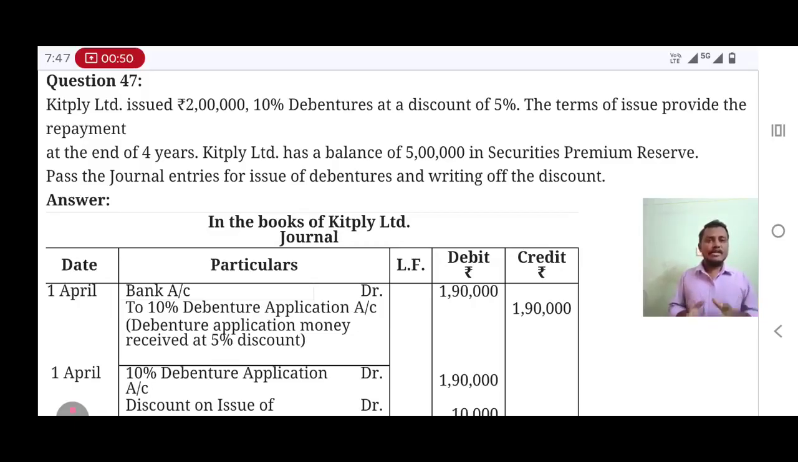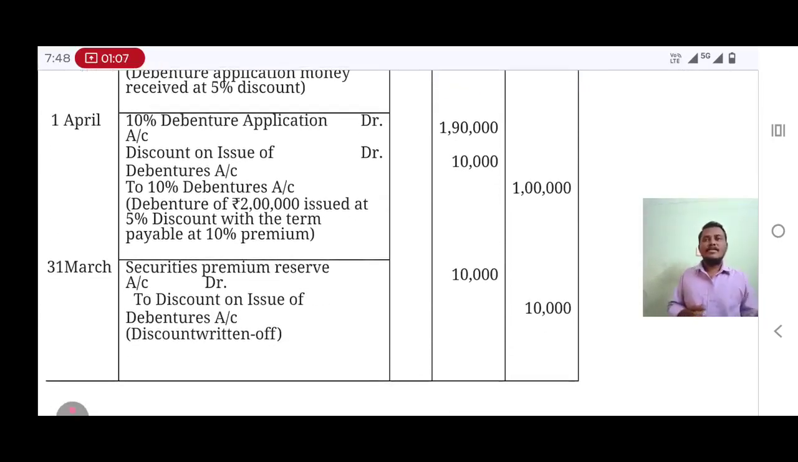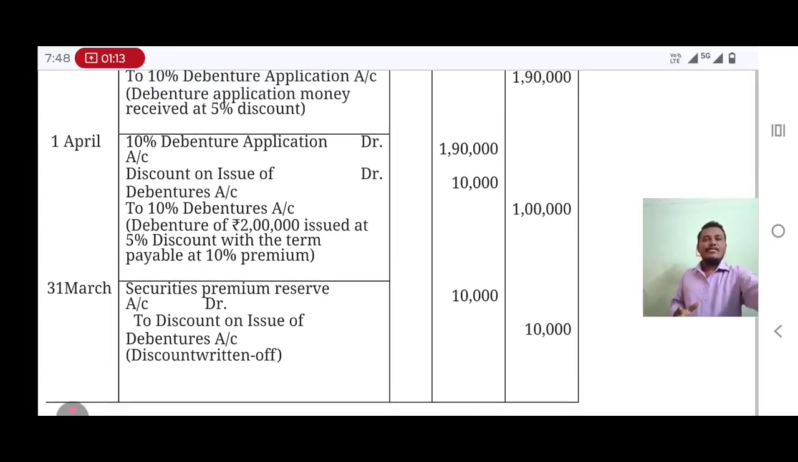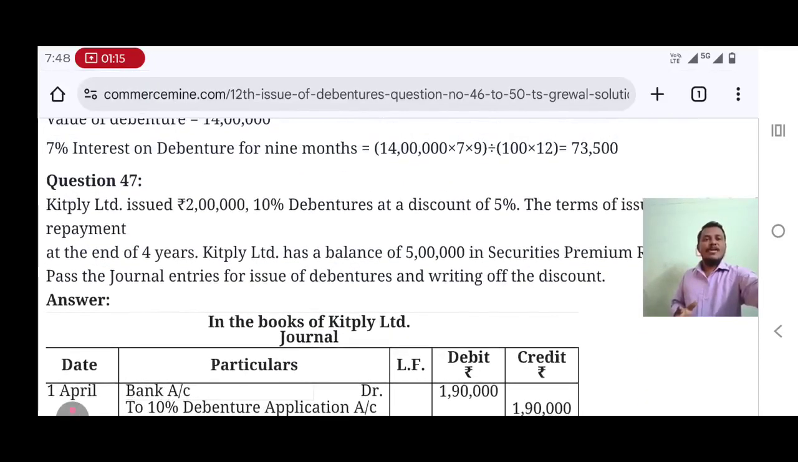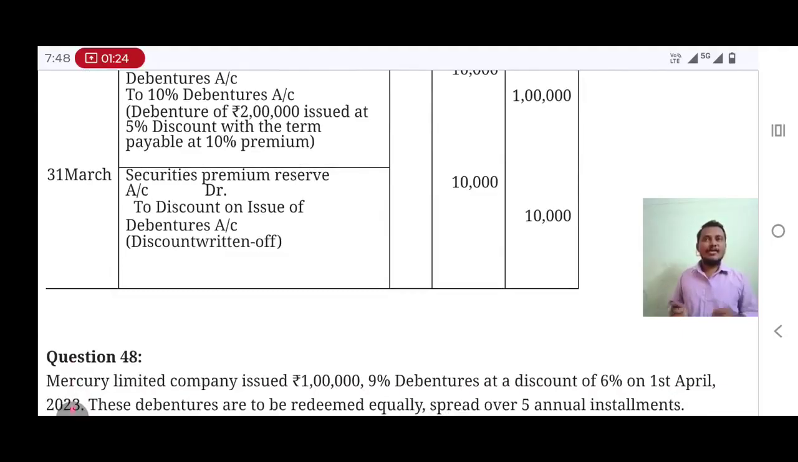So here the discount is 10,000 rupees and Kitply Limited has a balance of 5 lakh in securities premium reserve. So directly you can write securities premium account debit to discount on issue of debentures account, 10,000, 10,000. From that 5 lakh, this 10,000 is adjusted. But for example, if the securities premium reserve is having only 5,000 rupees, then you will have to write the entry as securities premium account debit 5,000, statement of profit and loss account debit 5,000 to discount on issue of debentures 10,000.